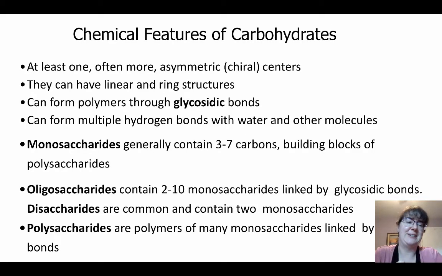And there's a lot of text here. So, chemical features. Usually you've got a lot of asymmetrical or chiral centers. We're going to do a separate video on those chiral centers so that we can talk about those bit by bit. These can either be linear or ring structures. So when you start to see pictures of glucose, that can either be as a ring or as a linear form. Both are accurate.